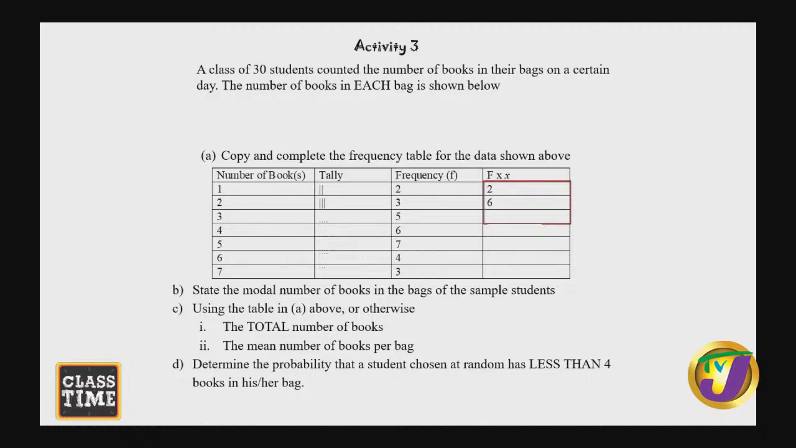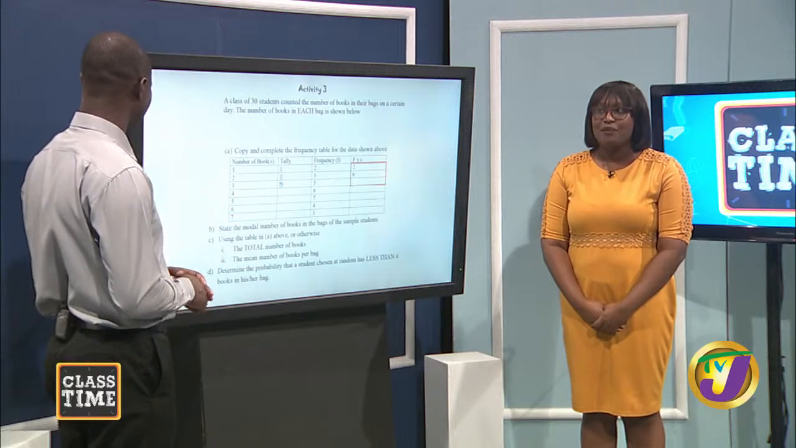Two persons had 1 book in their bag. Three persons had 2 books in their bags. So 5 persons had 3 books. Brittany, what are these sticks called? Those are actually known as tally marks.